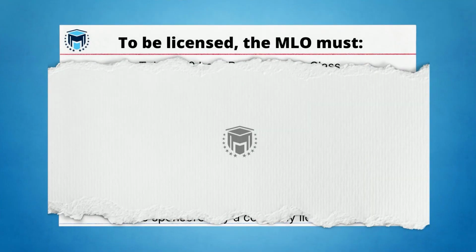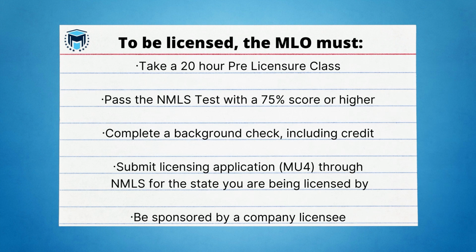To be licensed, the MLO must take a 20-hour pre-licensure class, pass the NMLS test with a 75% score or higher, complete a background check, including credit, submit a licensing application, or MU4, through the NMLS for the state you are being licensed by. Be sponsored by a company licensee.